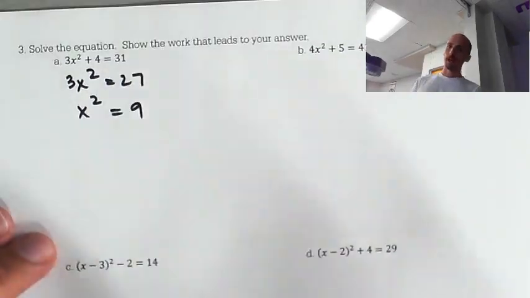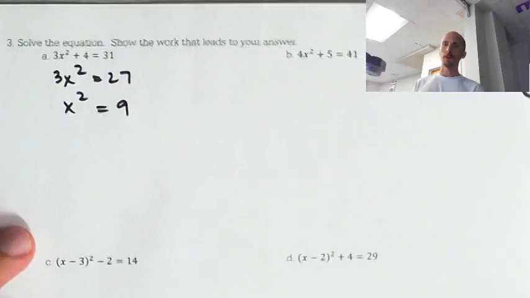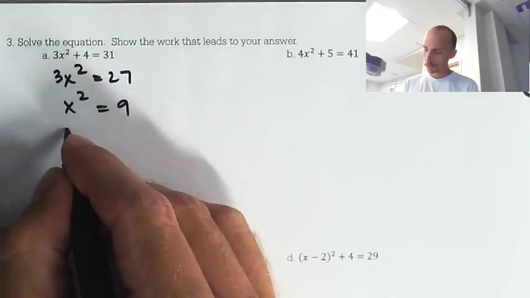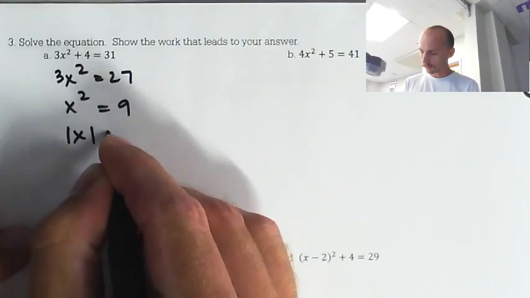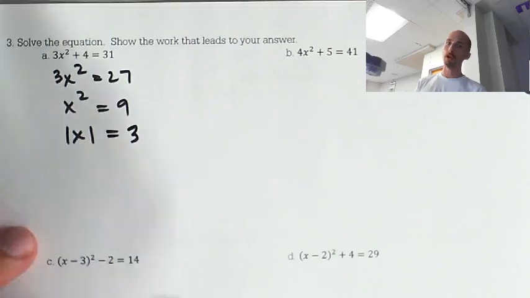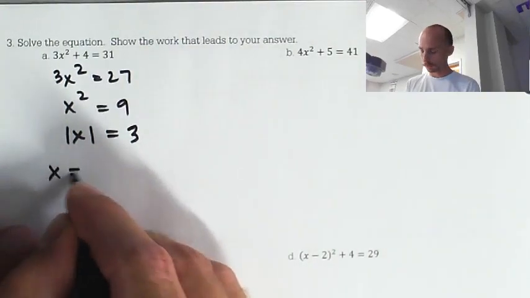And I went into why that's true before, so you can go back and check out the video if you need more on that. But what I'm going to say is now, absolute value of x is equal to the square root of 9, which is 3. And then if the absolute value of a number is 3, that number is either 3 or negative 3.